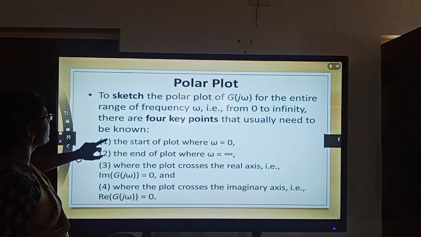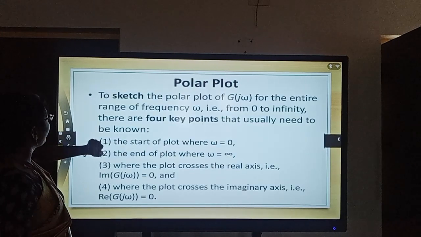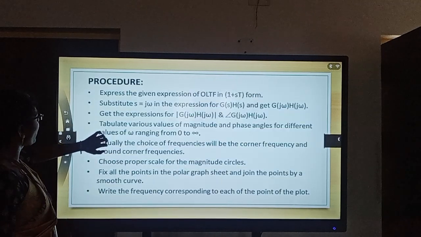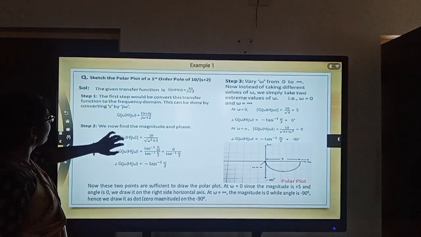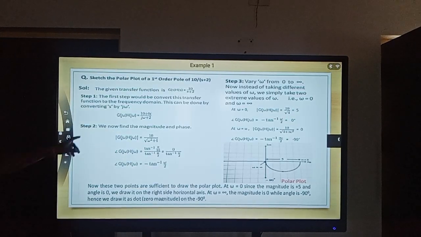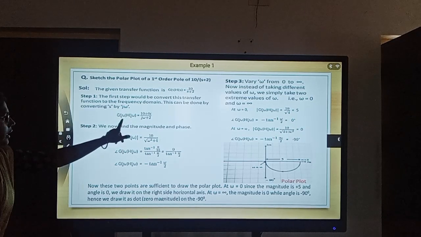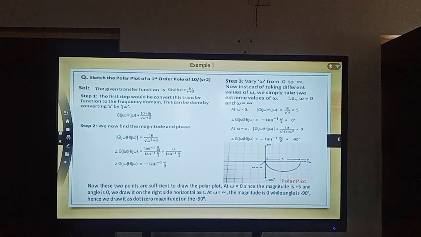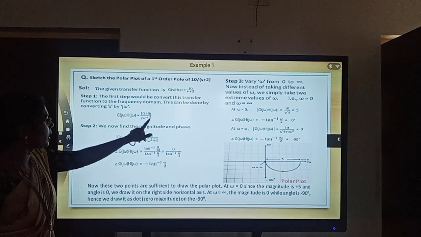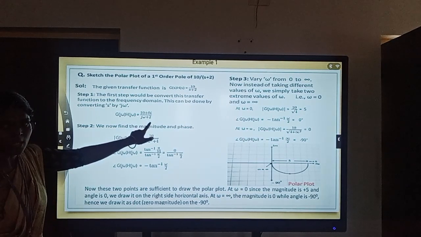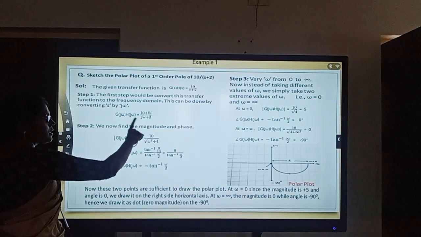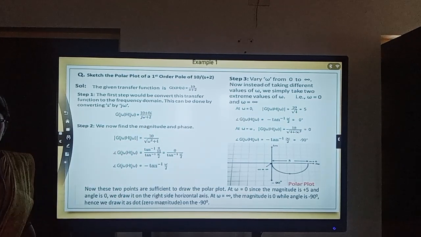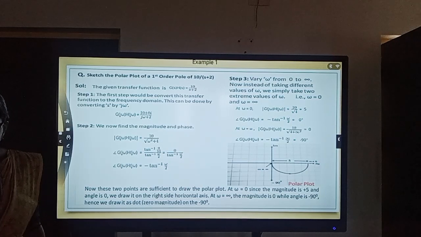The next is the basic problem with order 1. Here, after taking j omega, we have converted it. Next, we will mark this as a plus j omega, so a plus b is here omega.